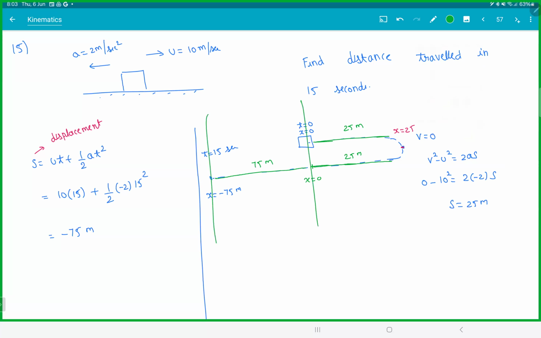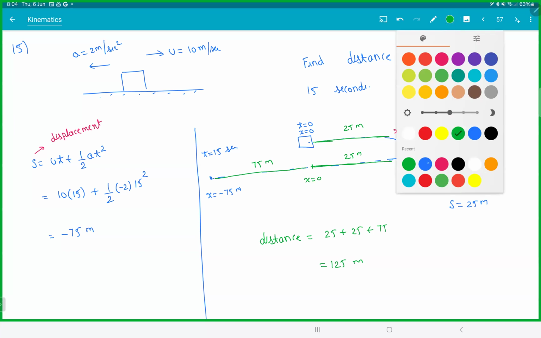Displacement is only coming 75, no? Because displacement doesn't care how much you have gone ahead. So therefore, the distance will be how much? The total length of the path, which is 25 plus 25 plus 75. 125 meters. Check.